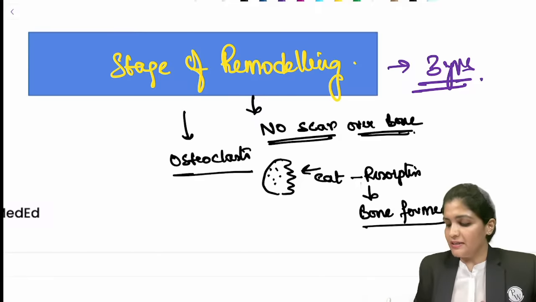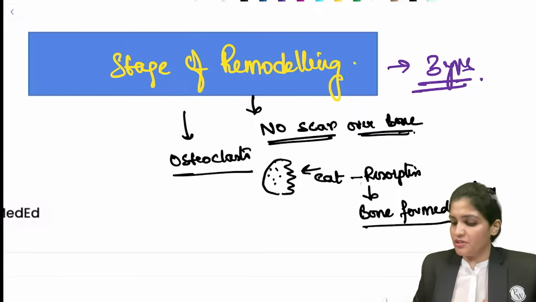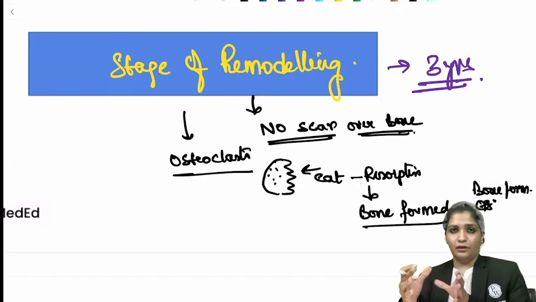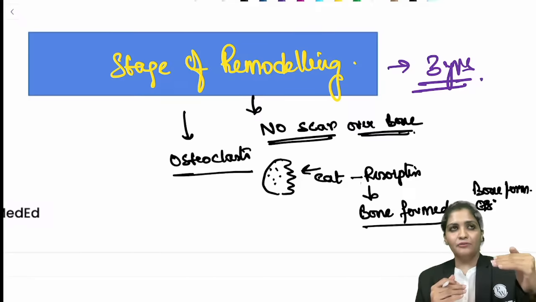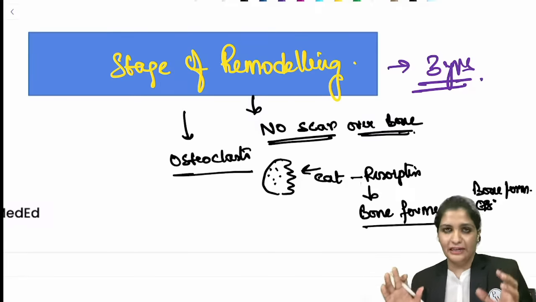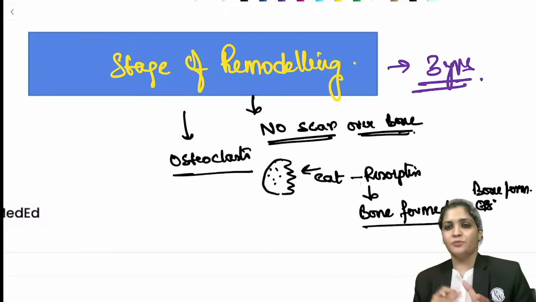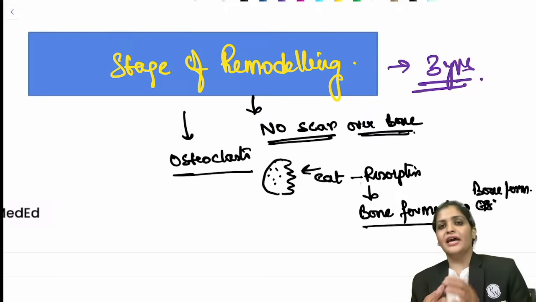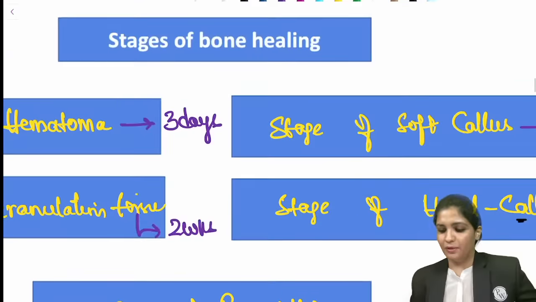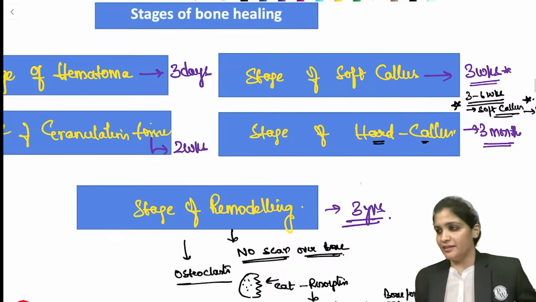So this is bone formation, that is osteoblast. So resorption followed by bone formation then results in a bone similar to the original. So however the bone was before the fracture, it will look similar to the before-fracture condition. So this is called remodeling. It is done by the osteoclast, which causes bone resorption, and the new bone is initiated there itself, and the osteoblast will come and lay the new bone. So this process will take up to 2 years. So you can remember it as 3 days, 3 weeks, then 3 months, and then 3 years, right?